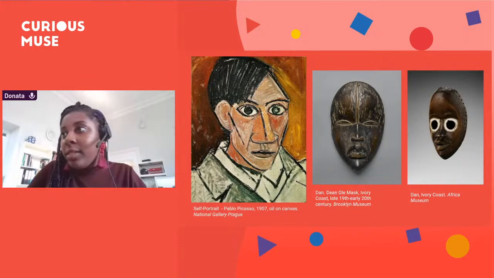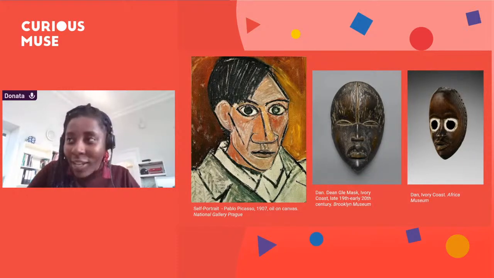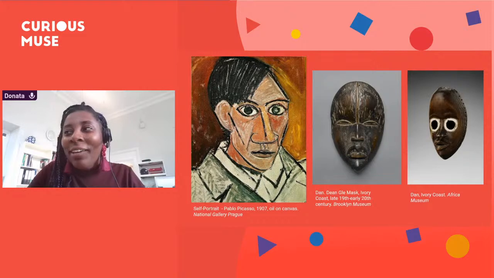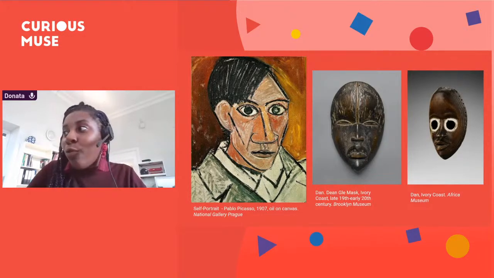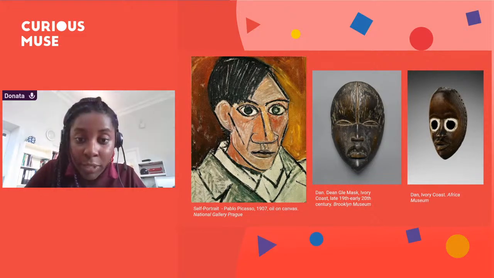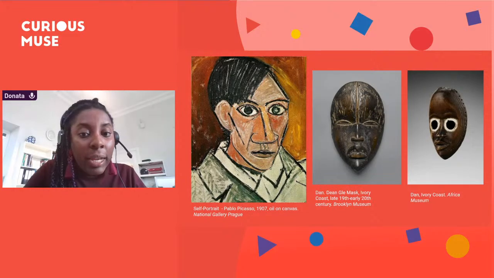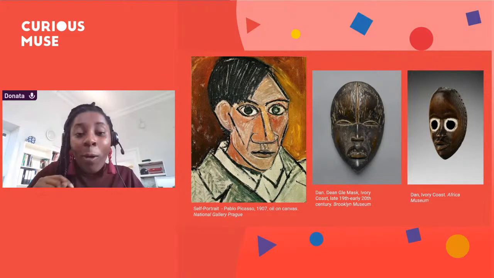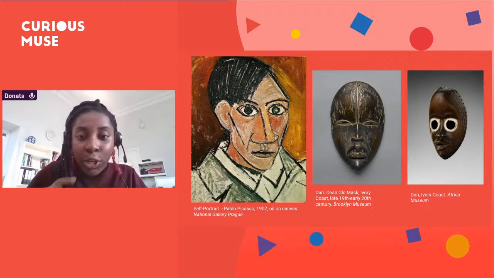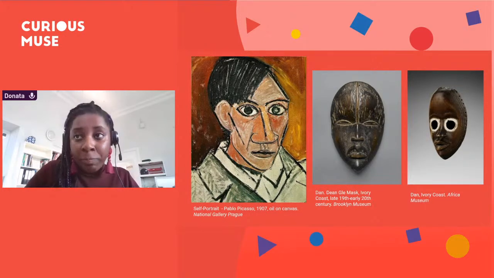And here we have some Dan tribe masks. There's a Dan Dingle mask from Ivory Coast from Brooklyn Museum. And on the right, we can see a Dan mask that's at the Africa Museum at the moment. And I've tried to put the names of where the objects I'm taking pictures of are from, so you can go and look at those afterwards if you'd like.